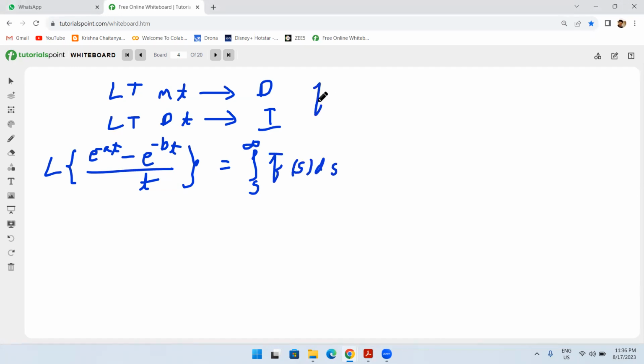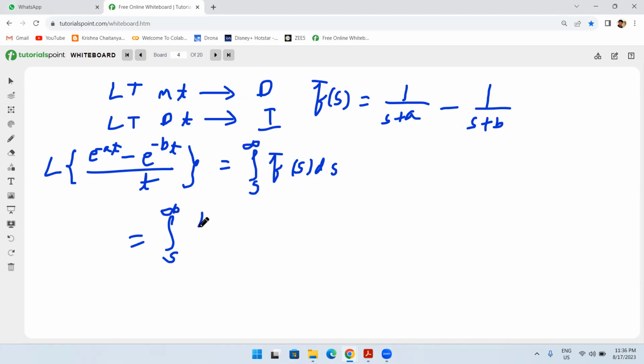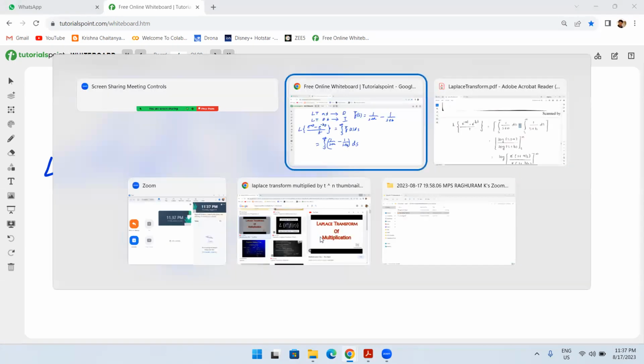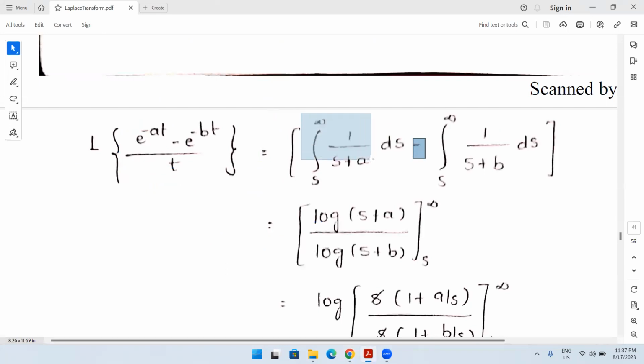Okay. Here what is f bar of s? What did we get in f bar of s? 1 by s plus a minus 1 by s plus b. So the same thing, we get the integral from s to infinity of 1 by s plus a minus 1 by s plus b, whole ds. Here it is separately integrated. So that's the step missed here.